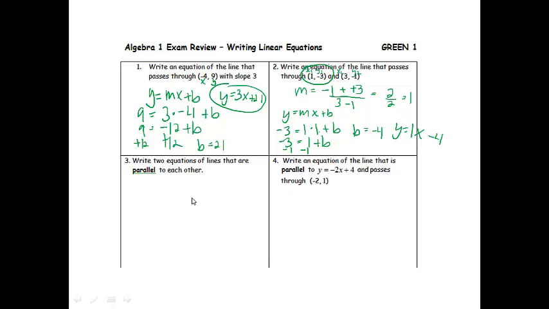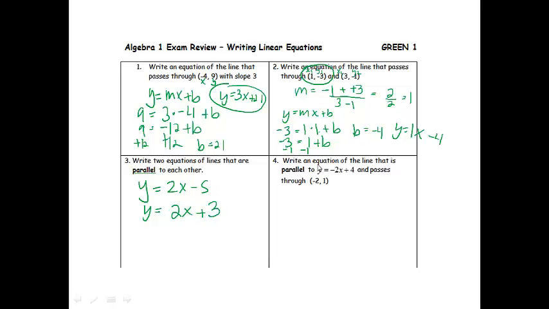Okay, number 3, write 2 equations of lines that are parallel to each other. We do know lines that are parallel have the same slope. So I'm just going to give an example. Let's say I had y = 2x - 5. My other one would also have to say y = 2x, and it could say plus whatever. So I'll have it say plus 3.